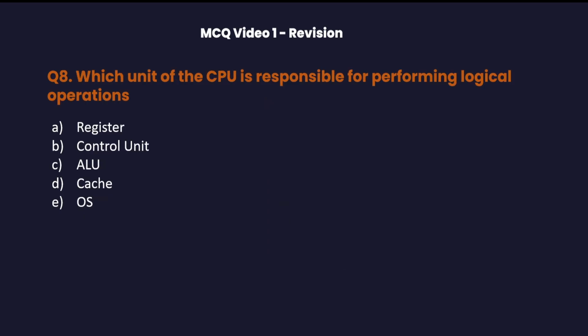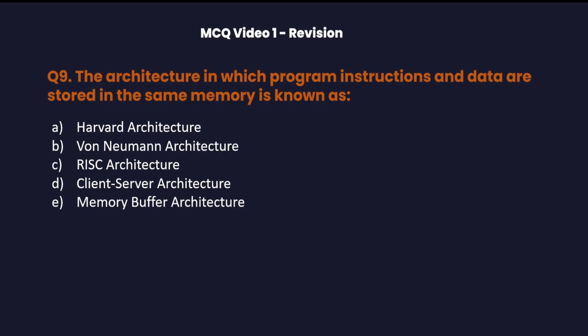Question number 8. Which unit of the CPU is responsible for performing logical operations? The right answer is option number C, ALU, which stands for Arithmetic and Logical Unit. Question number 9. The architecture in which program instructions and data are stored in the same memory is known as. The right answer is option number B. Simple question. We have already discussed all of these topics before, so I hope you are able to solve them easily.